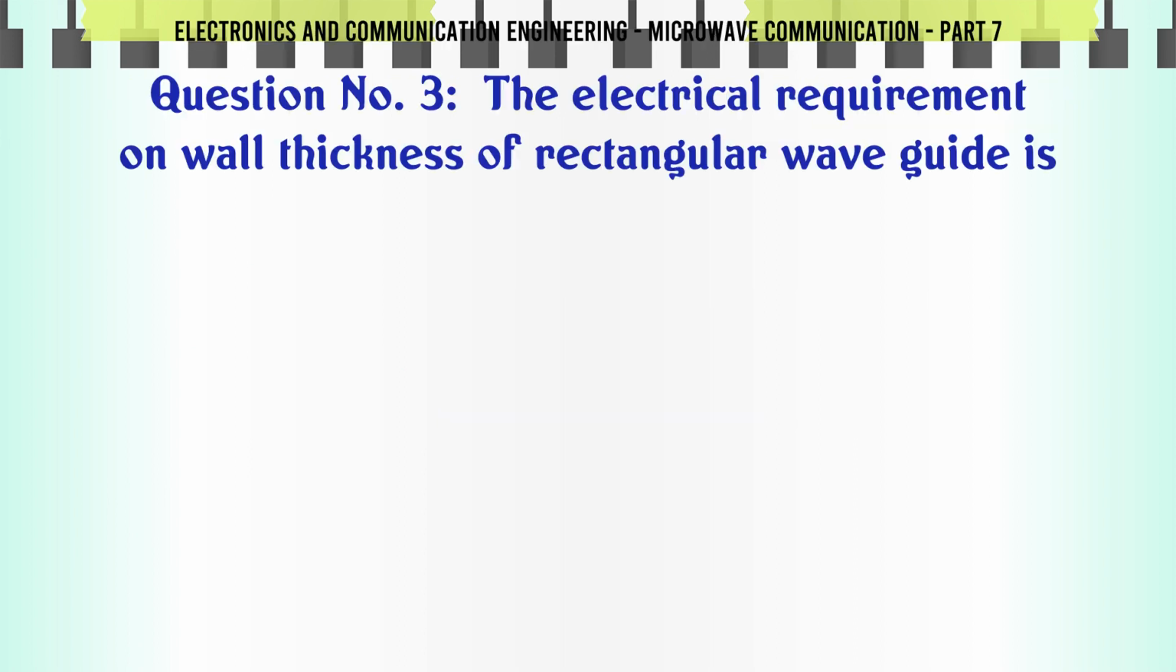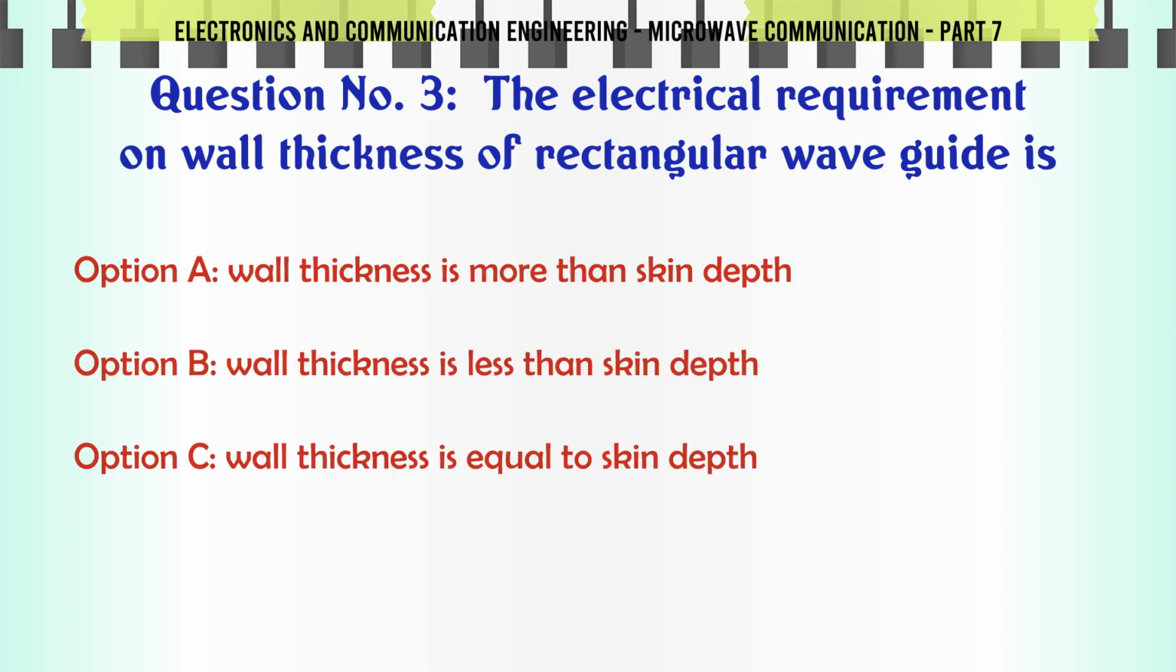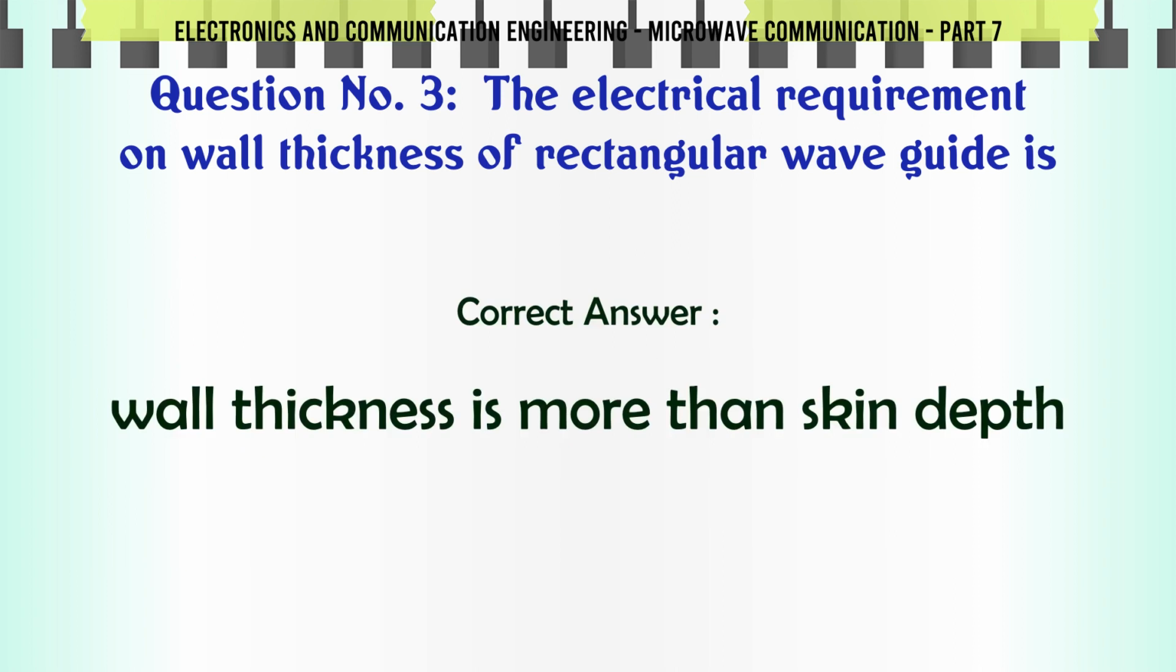The electrical requirement on wall thickness of rectangular waveguide is A. Wall thickness is more than skin depth. B. Wall thickness is less than skin depth. C. Wall thickness is equal to skin depth. D. Either B or C. The correct answer is wall thickness is more than skin depth.